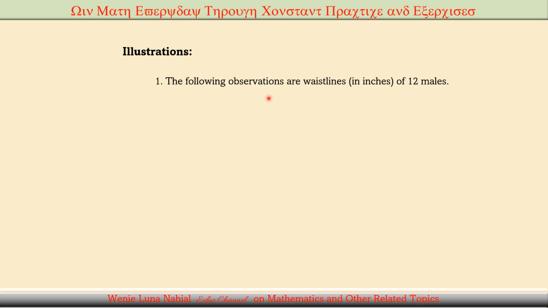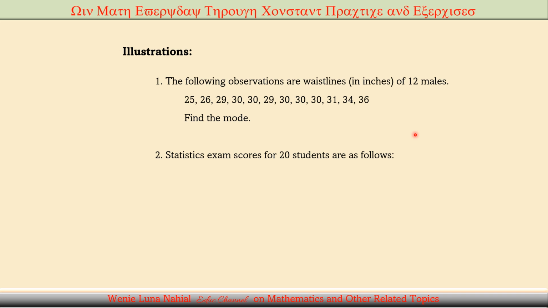Illustration. The following observations are waistlines in inches of 12 males. So 25, 26, 29, 30, 30, 29, 30, 30, 30, 31, 34, 36. Now we can see that there is a single mode, or it is unimodal here, because 30 appears 5 times. So this is unimodal.